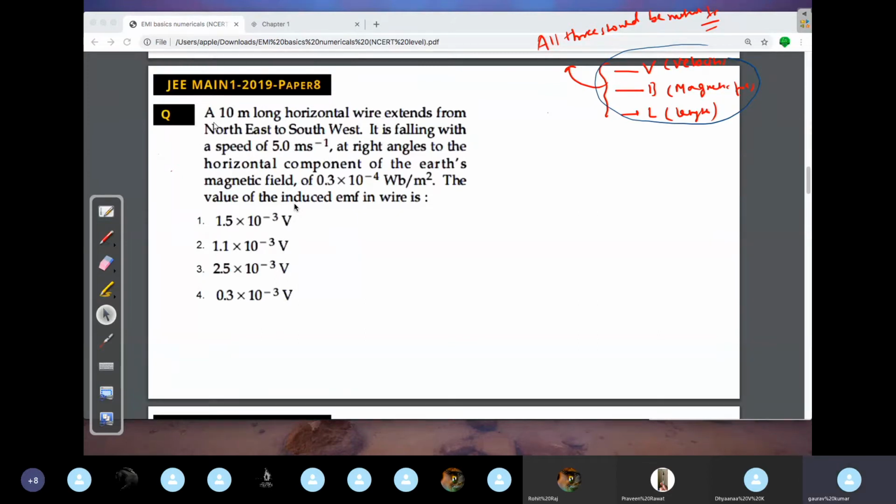A 10-meter long horizontal wire extends from northeast to southwest. It is falling with a speed of 5 meters per second at right angles to the horizontal component of the Earth's magnetic field of 0.3 into 10 to the power minus 4 Weber per meter square. The value of the induced EMF in the wire is?